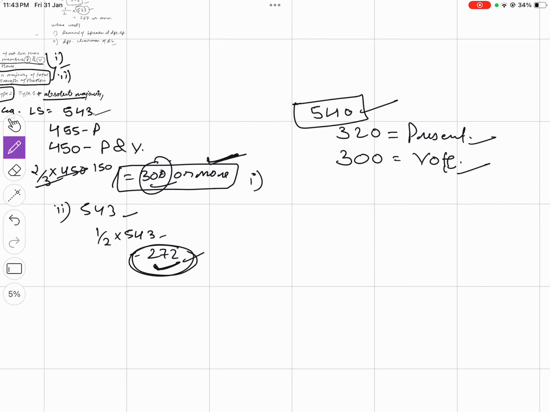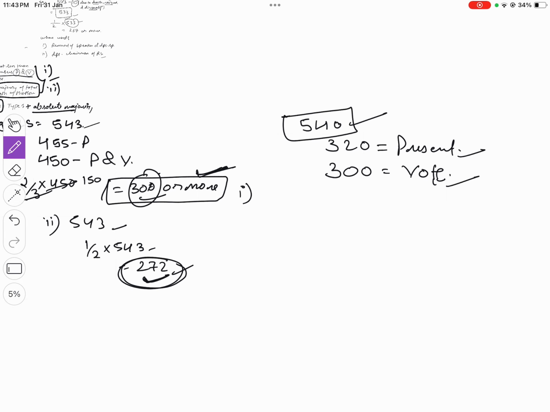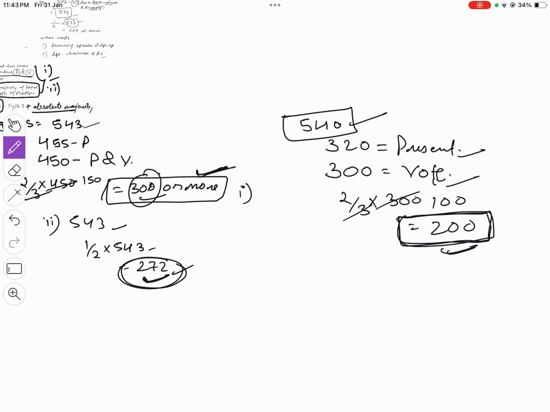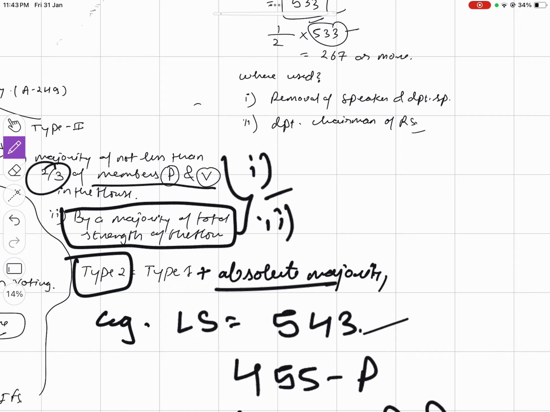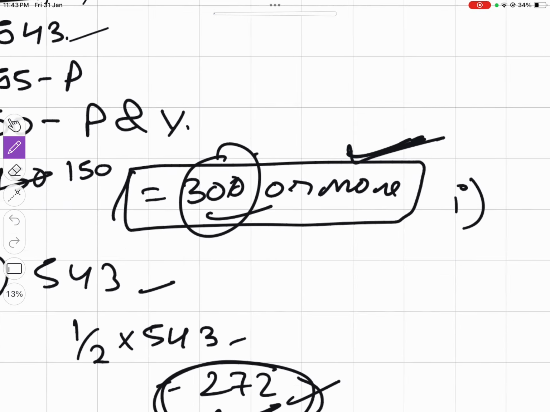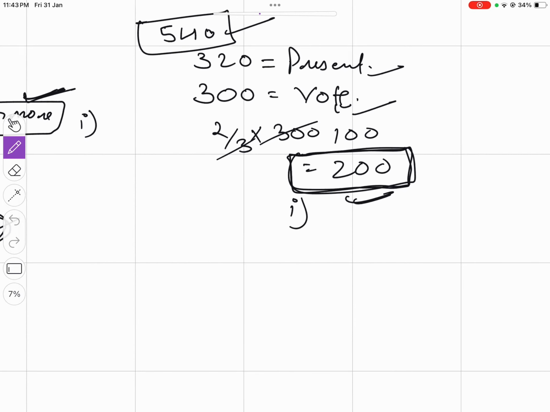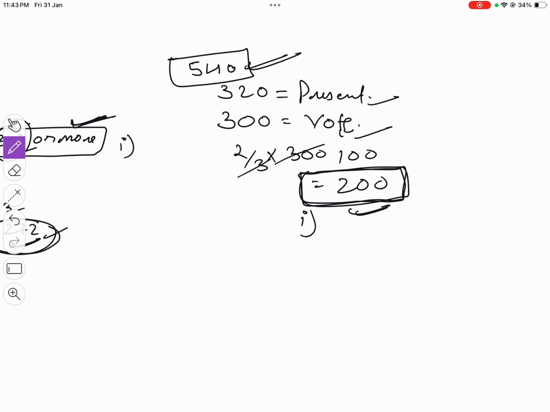Then what is type 2 majority saying? 2/3 of 300, what figure comes? 200. So you have 200 votes in favor of you. This fulfills the first condition. First condition is fulfilled, 2/3 of the members. But if you see the second condition, what do you need? We have 540 members. First condition is fulfilled, but you also have to fulfill the second condition.